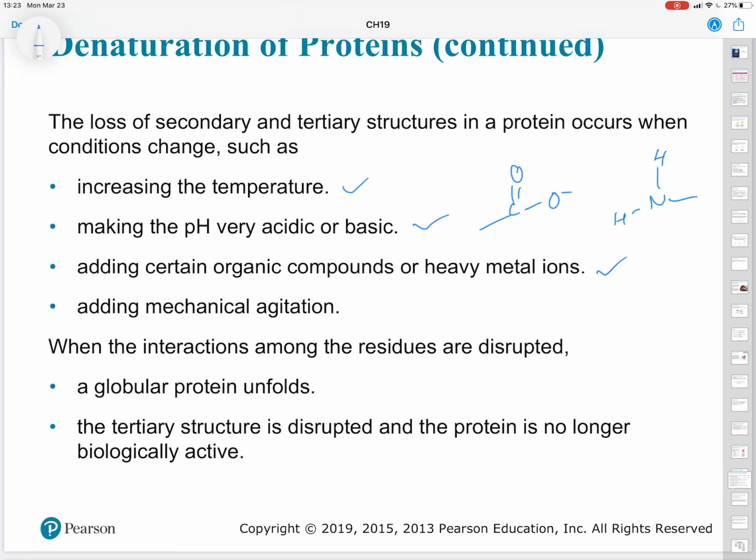Metal ions. Metal ions will go in there. Metal ions often have really big charges on them. They're going to go in there and disrupt salt bridges. This guy's going to go in there and just bond to this O. And if that happens, again, there's not going to be an interaction now between this nitrogen and that O. And then mechanical agitation. This is just shaking them around, busting them around, stirring them really vigorously. That's going to disrupt those bonds. When this happens, globular proteins will unfold, and if they're enzymatic, then they no longer do the job that they were doing.